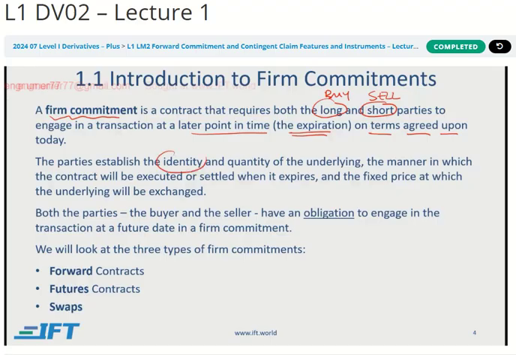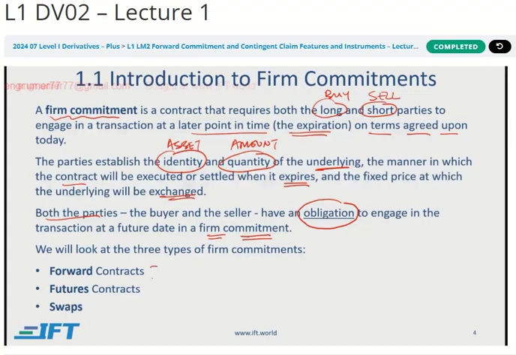The identity of the asset, what it is that they are buying and selling, and the amount, whether it's a number of shares or number of bonds or whatever the underlying asset is, is established in the contract, and it is exchanged at the expiration of the contract. Let me emphasize again that both parties, the buyer and the seller, have an obligation. There is no option here. This is a firm commitment.